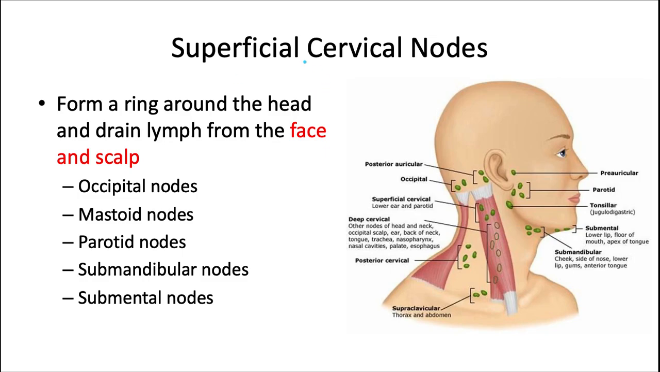The superficial cervical nodes form a ring around the base of the head and drain lymph from the face and the scalp. So there are a couple of nodes to keep in mind: the occipital nodes. We have the posterior auricular nodes, also known as the mastoid nodes, the parotid nodes, the submandibular nodes, as well as the submental nodes. And so all of these together, we have just the ones on the right side of the head labeled. There are also these 5 pairings on the left side. And so all of those together form a ring around the base of the head.